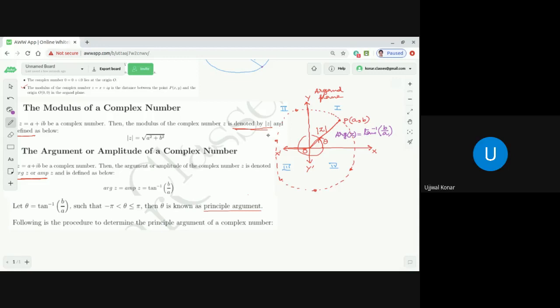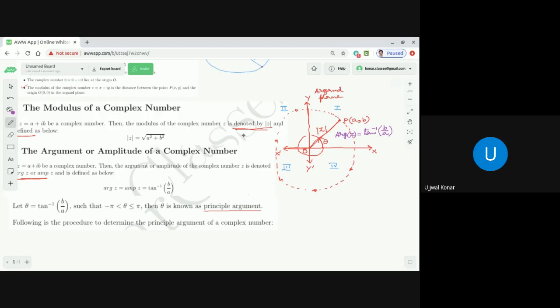So in this case, what will happen? Argument of z. Let me write properly. So in case of second quadrant, argument of z should be pi minus tan inverse of b by mod a. Dear students, let me write very clearly, because this is a very important part of information.